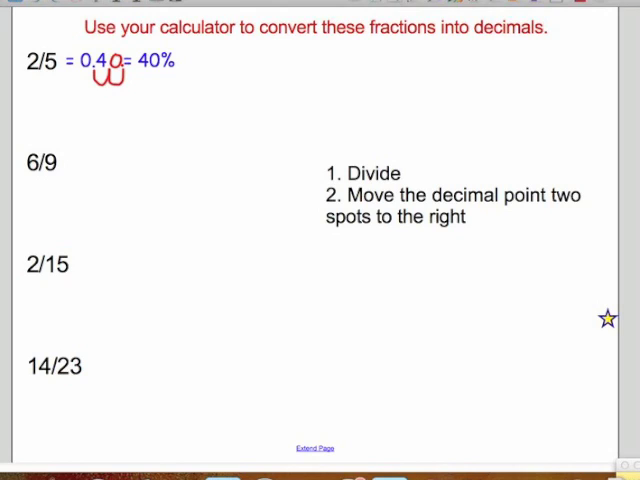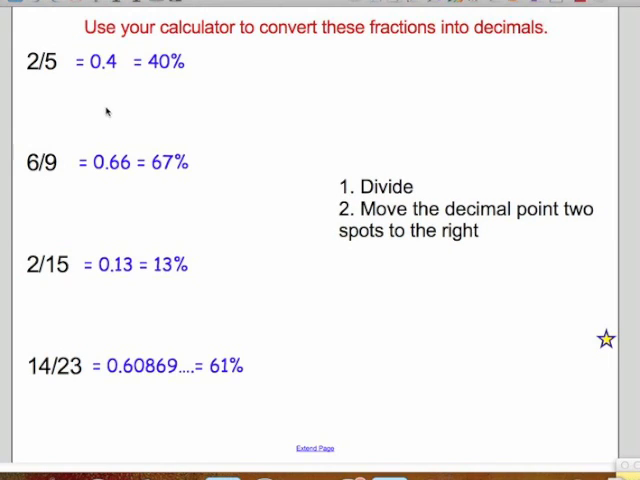Okay, you must be ready to check. These are pretty simple, so remember you're just dividing and then moving the decimal places 2 spots to the right to get a percent. So here are your answers to those. This one, you can notice down here, I did round that one up because it's such a long decimal. This one up here, 67%, same thing. It was the 6 repeating, so I rounded that one up to 67% as well.